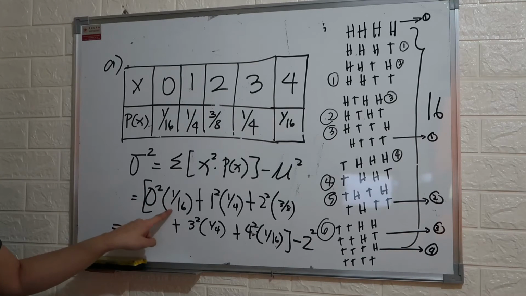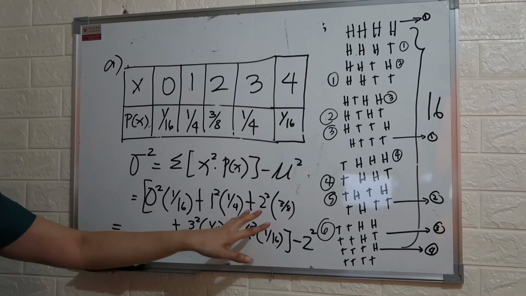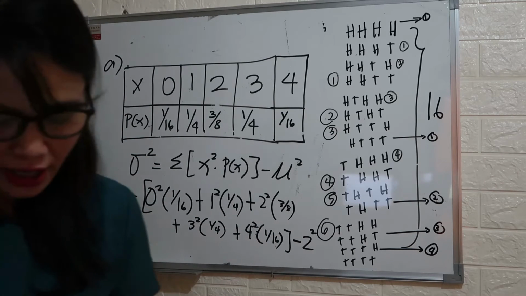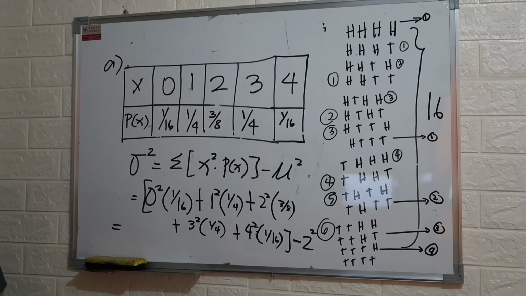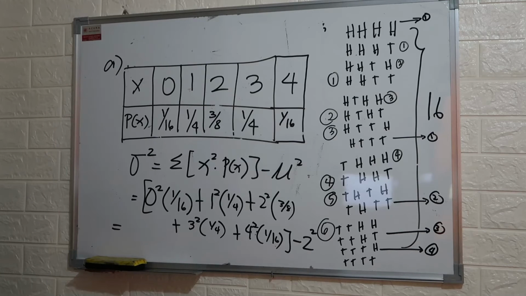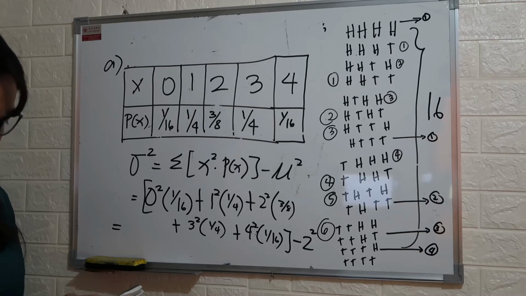0 squared multiplied by 1 over 16 plus 1 squared multiplied by 1/4 plus 2 squared multiplied by 3/8 plus 3 squared multiplied by 1/4 plus 4 squared multiplied by 1 over 16 minus 2 raised to 2. So what will be your variance? Can anyone give me the answer? What's your answer? 3 po. 3? Okay, let's check.